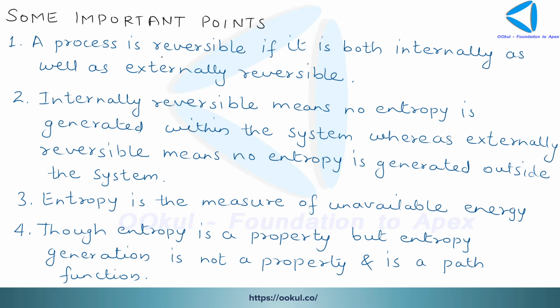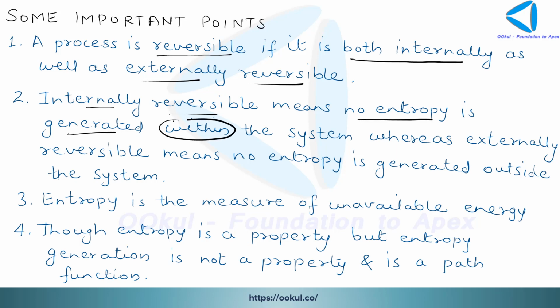Now some important points. We call a process reversible if it is both internally as well as externally reversible. What do we mean by internally reversible? Internally reversible means that no entropy is generated within the system. If within the system boundary no entropy is generated, we say the process is internally reversible. Externally reversible means no entropy is generated outside the system.